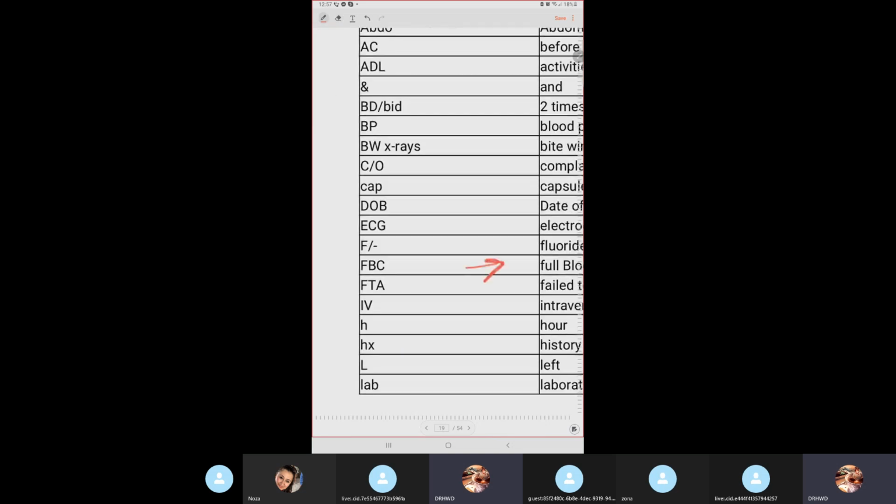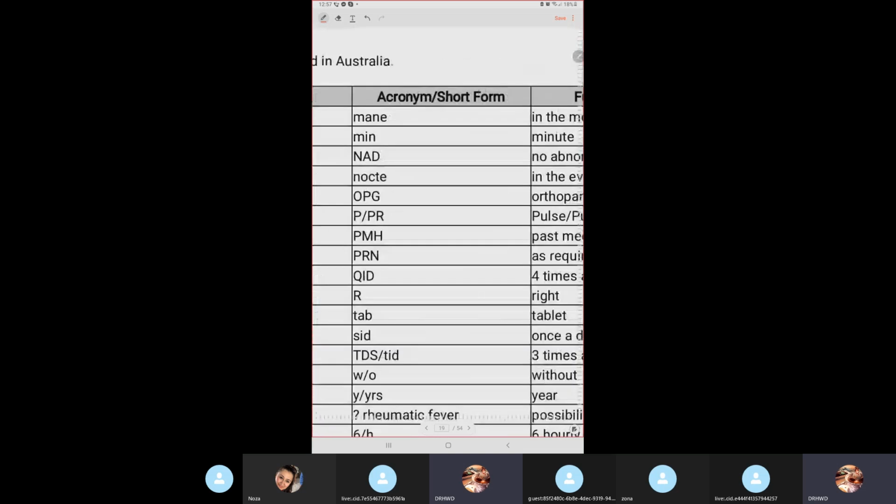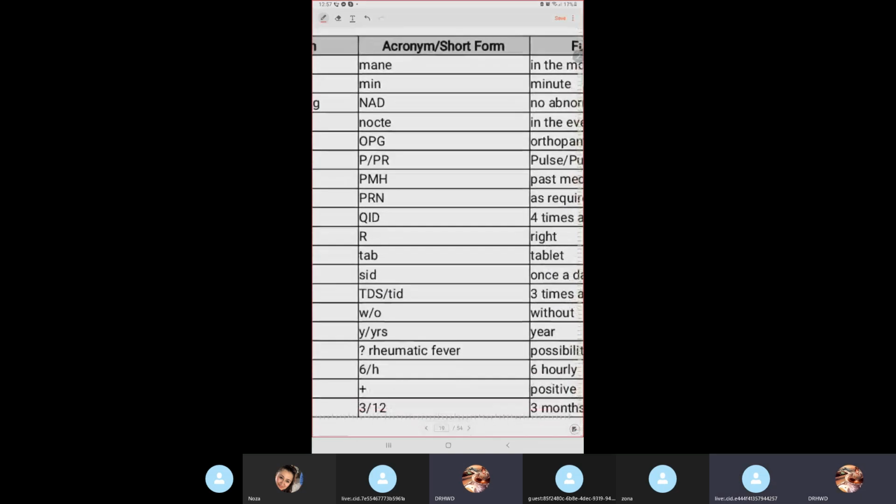FBC again would be opened up. ECG not to be, DOB not to be, you should not open those up. But IV, IM, SC, you should open these up. History is H. Laboratory would be said laboratory, not just lab. You guys following? Okay.